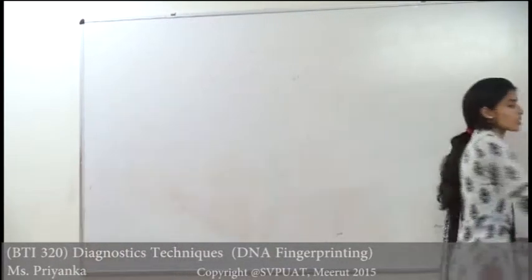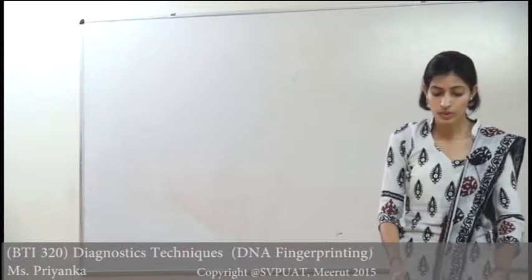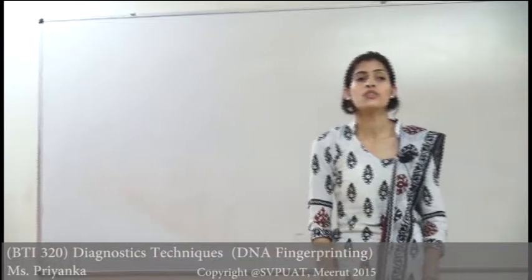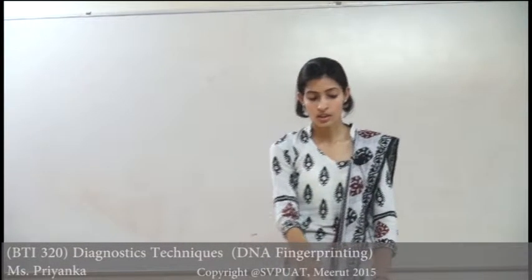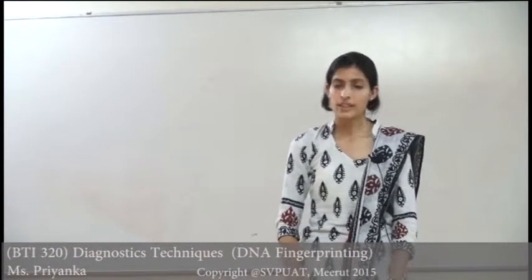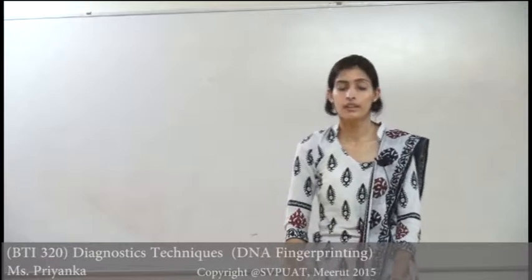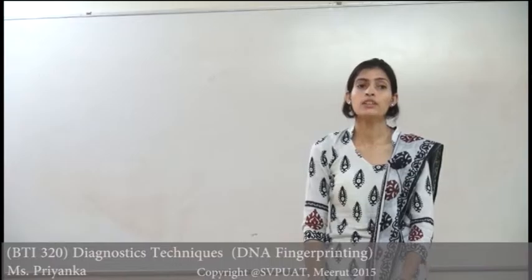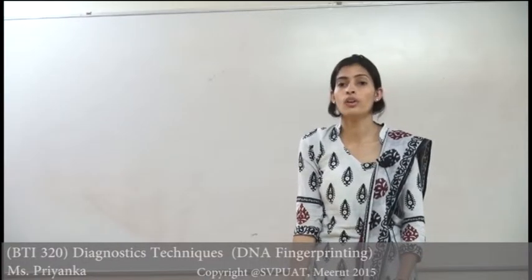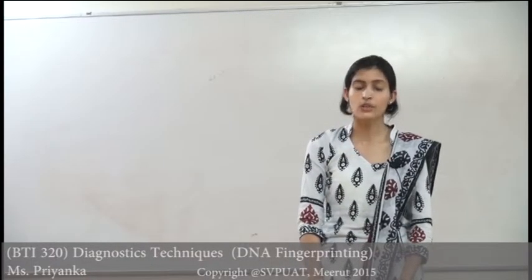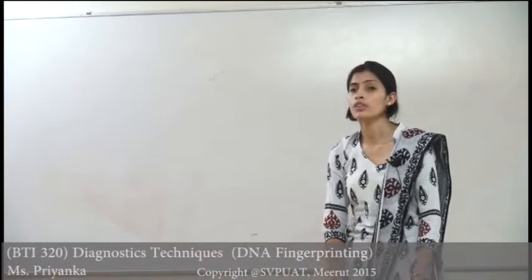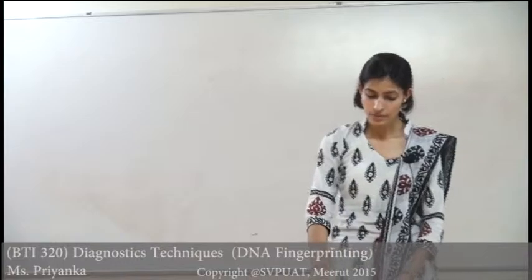So in this process we can identify the person who has band similarity with the sample. These are various useful applications of DNA fingerprinting: diagnosis of genetic diseases like sickle cell anemia and some other diseases, determining whether two persons are related or unrelated, and solving criminal cases.